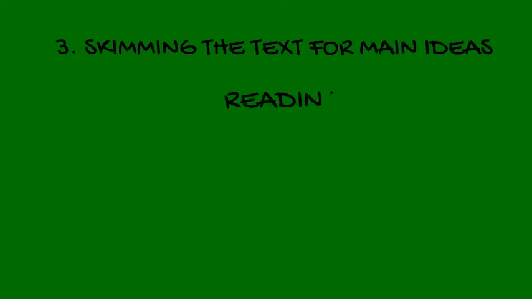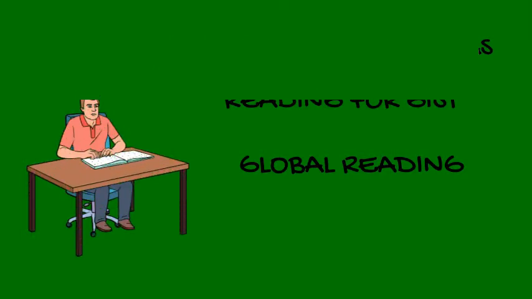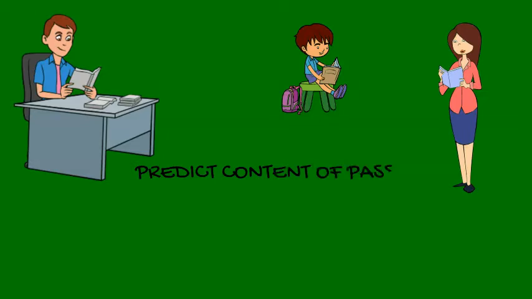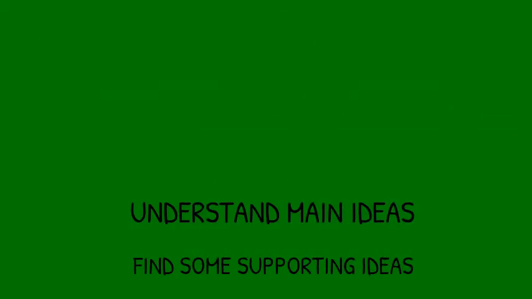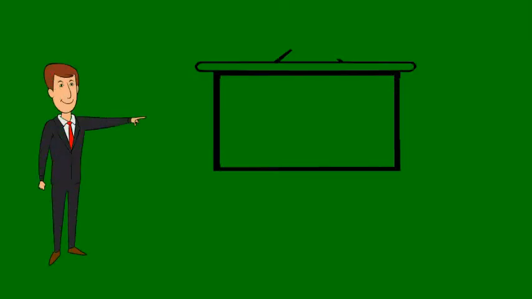Now, number 3, skim the text for main ideas. That is the same as reading for gist or global reading. Skimming means quickly running your eyes across a whole text. This gives readers the advantage of predicting the purpose of a passage, the main topic, and some supporting ideas. You can give learners some seconds to look through some pages, close the book, and then tell you what they learned.